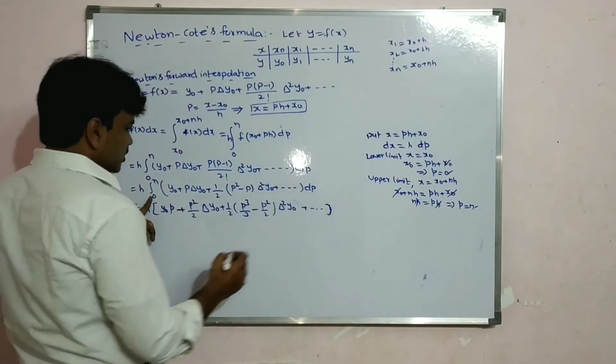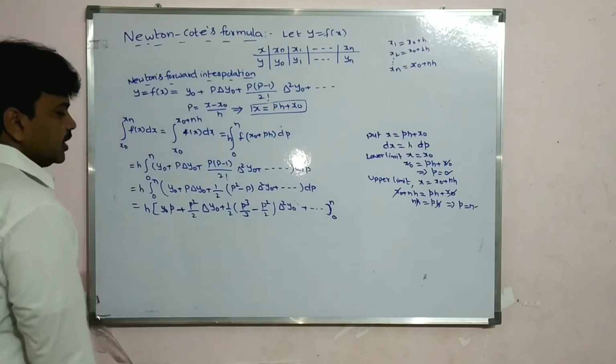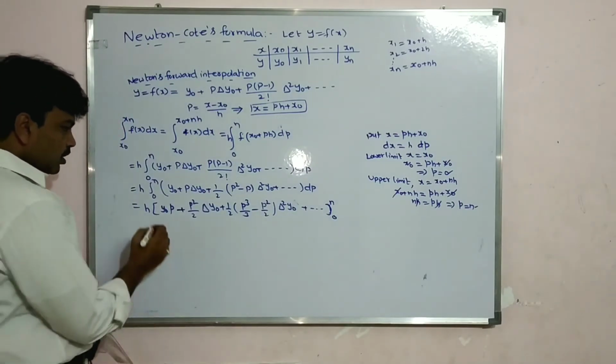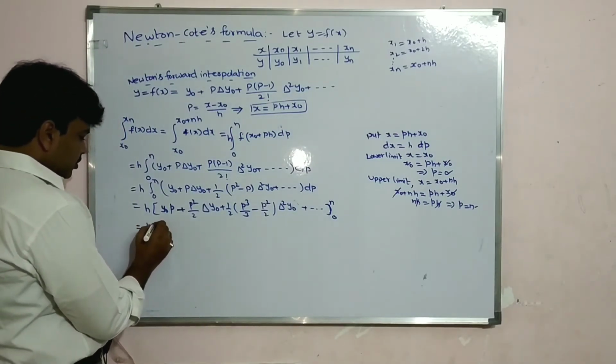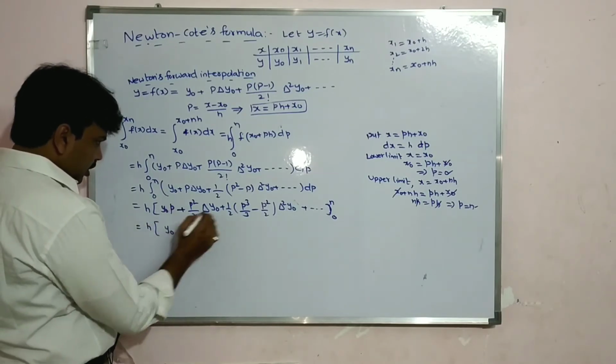What is the lower limit, students? 0. What is the upper limit? n. Now substitute the upper limit at the place of p. So y naught, upper limit n.